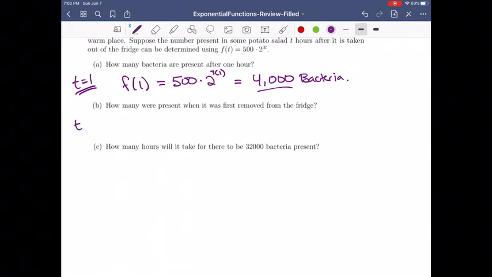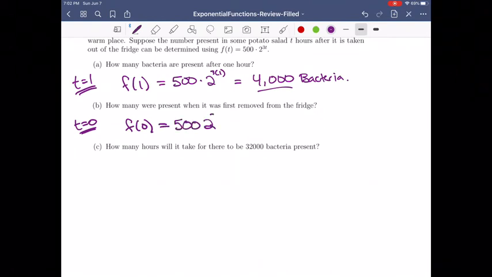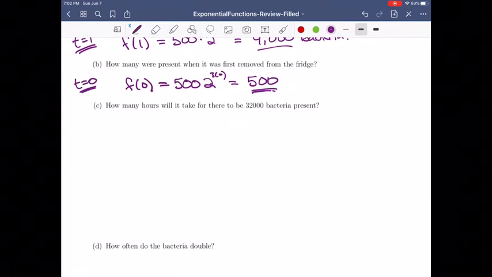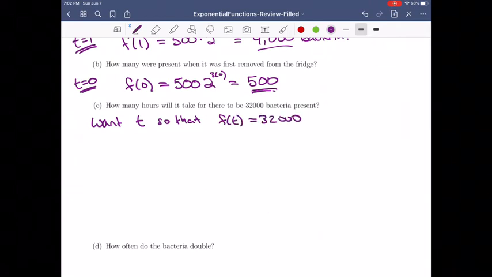Now, how many were present when we removed it from the fridge? That's after 0 hours, so no time has passed. It's going to be 500 times 2 to the 3 times 0. So that's 2 to the 0, which is just 1. So it started off with 500, and after 1 hour it had 4,000. How many hours will it take for there to be 32,000 bacteria? Here we want t so that f of t is equal to 32,000. So we want 500 times 2 to the 3t to equal 32,000.